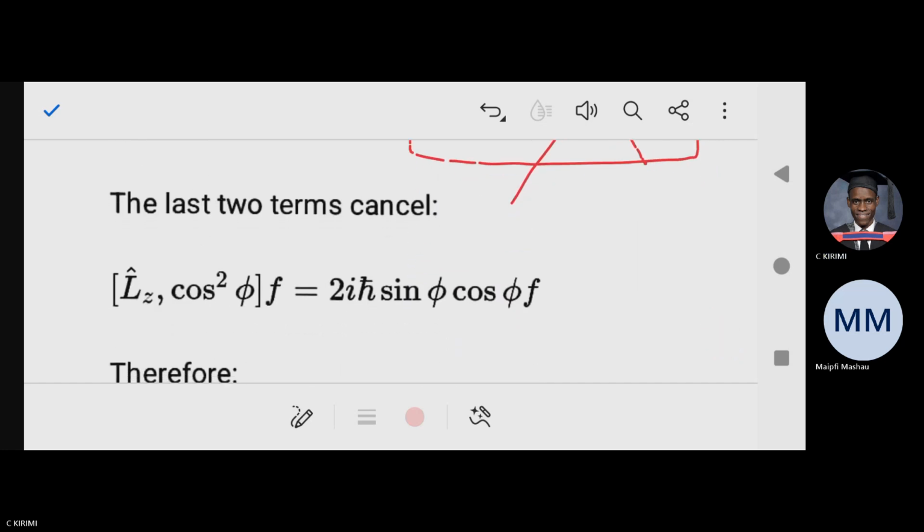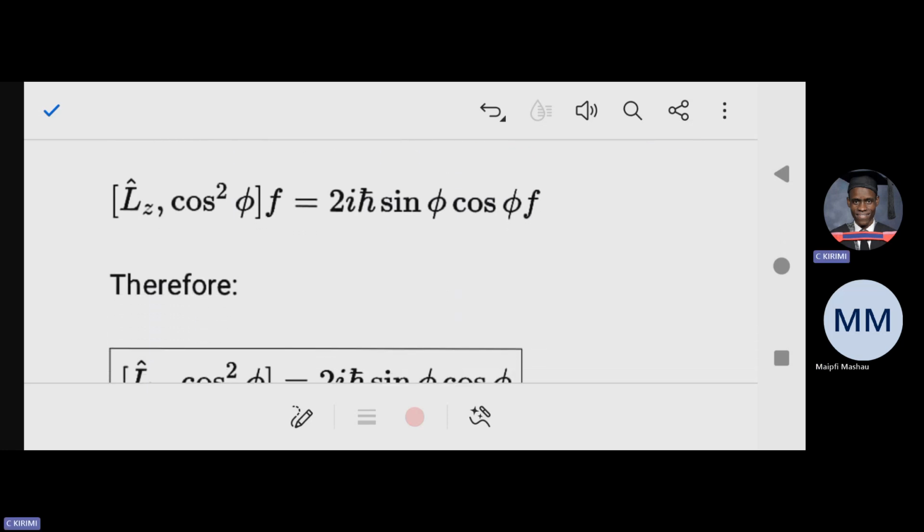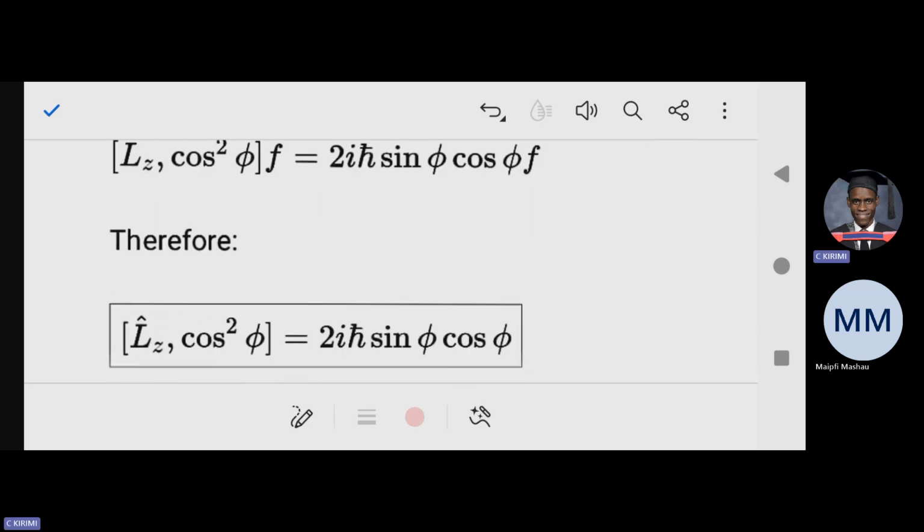So the two terms cancel. Which are the two terms which are going to cancel? You divide by f both sides. So if the two terms cancel, what are you left with? 2i H bar sin phi cos phi. Yeah. That is the answer which we have proved. So are you able to do it on your own without looking at them?